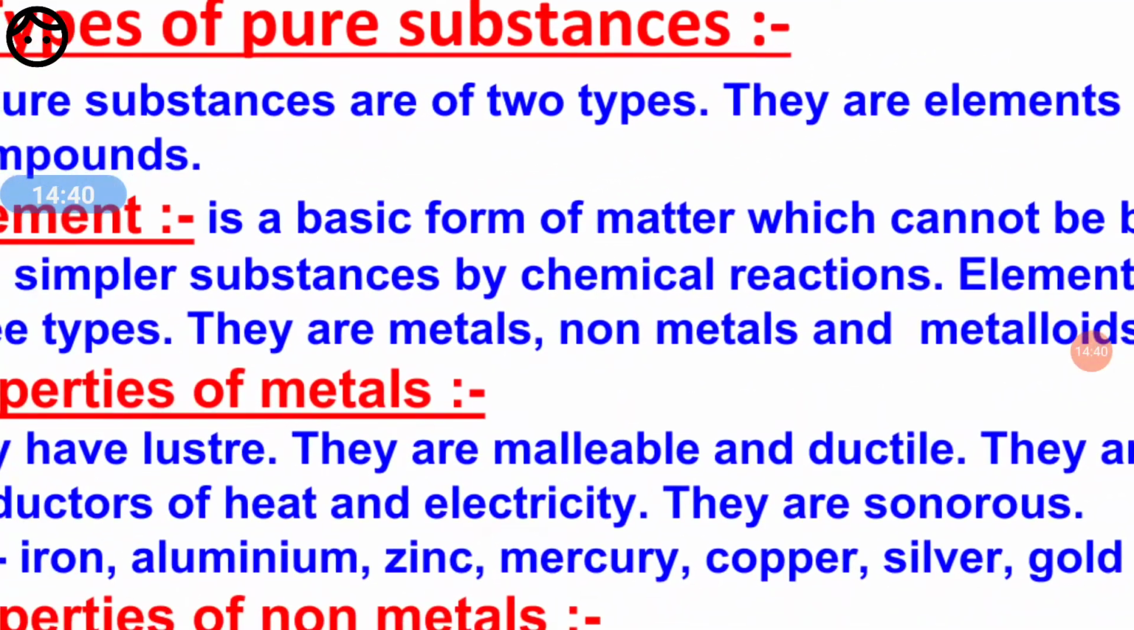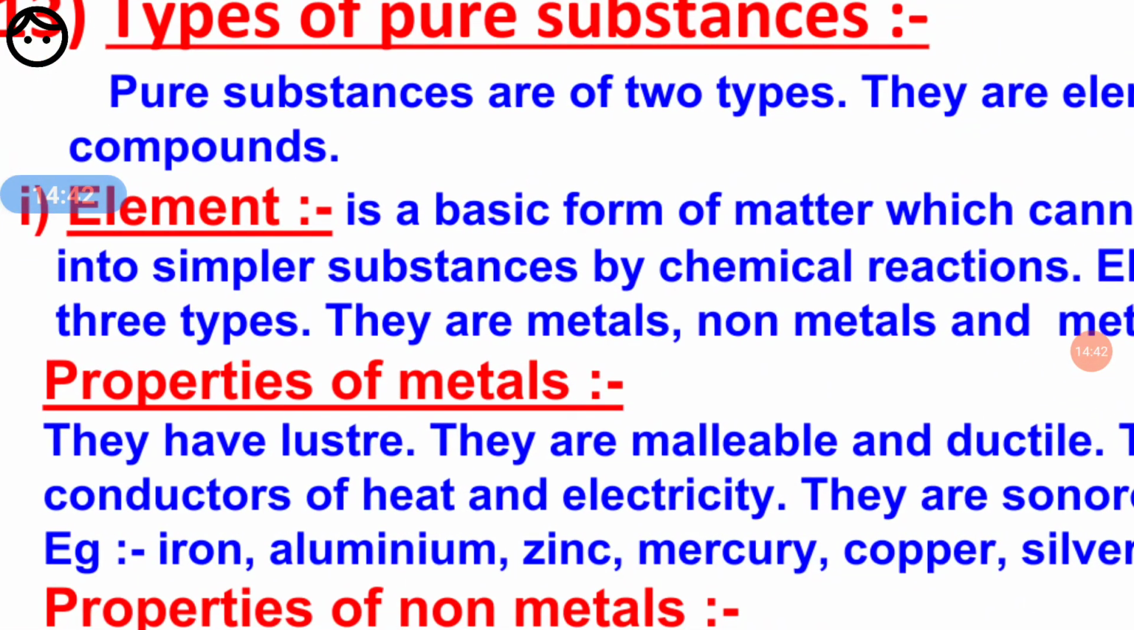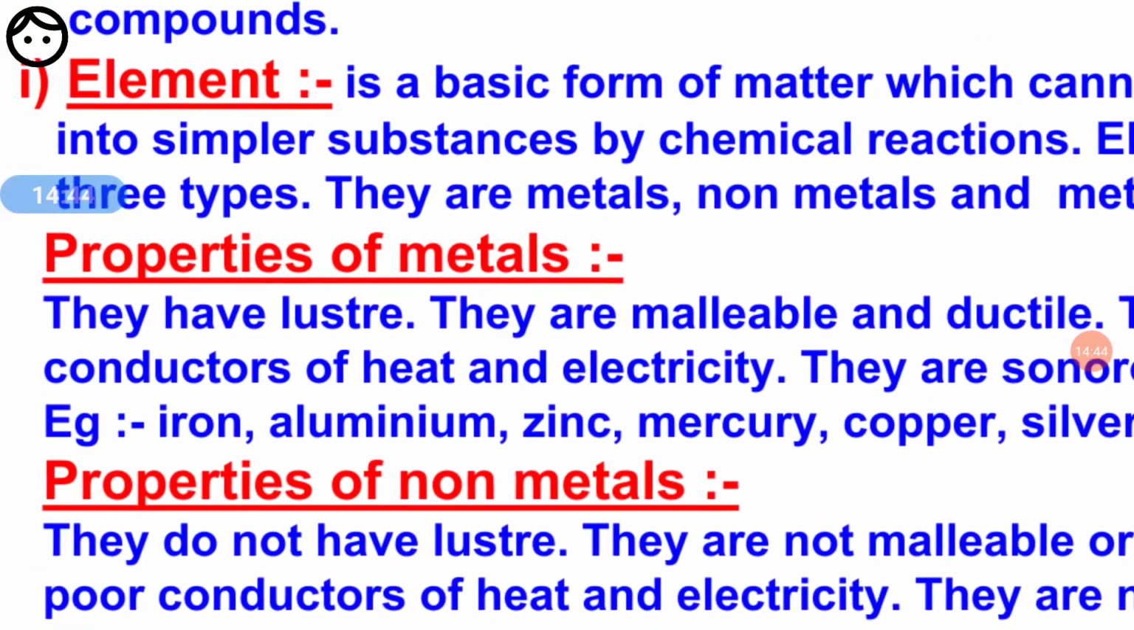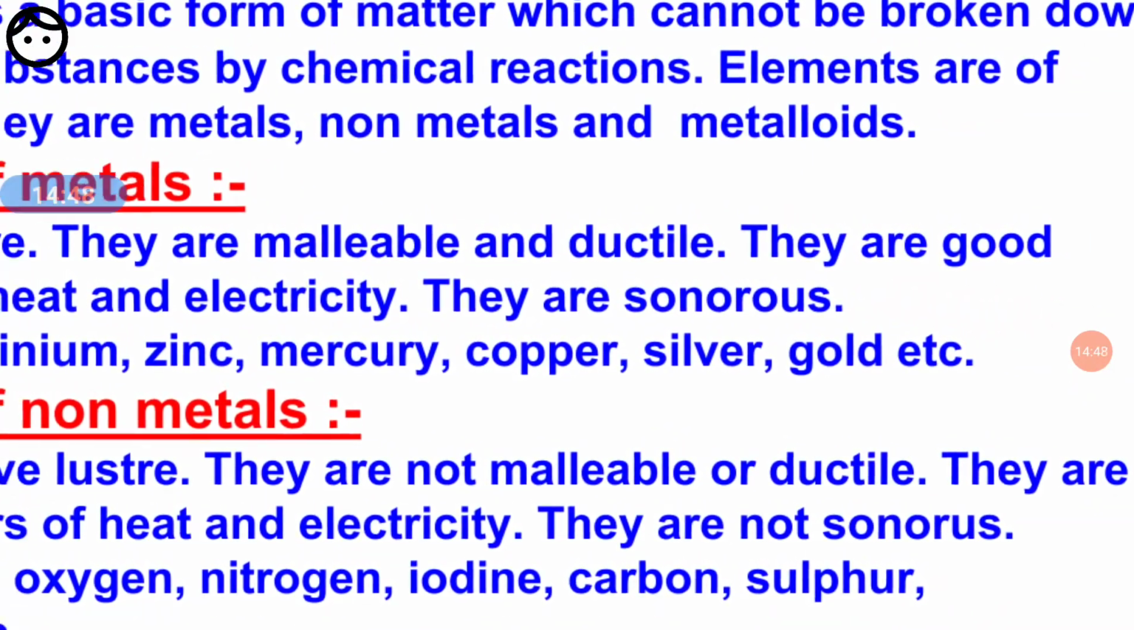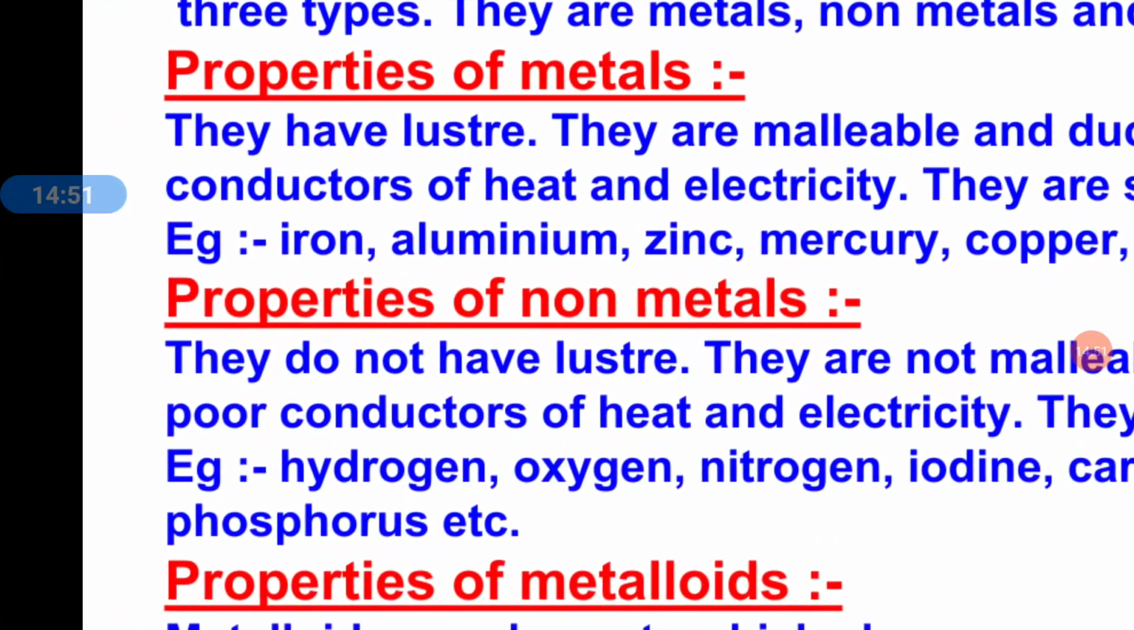Now see the examples of metals: iron, aluminium, zinc, mercury, copper, silver, gold, etc. These are the examples of metals.